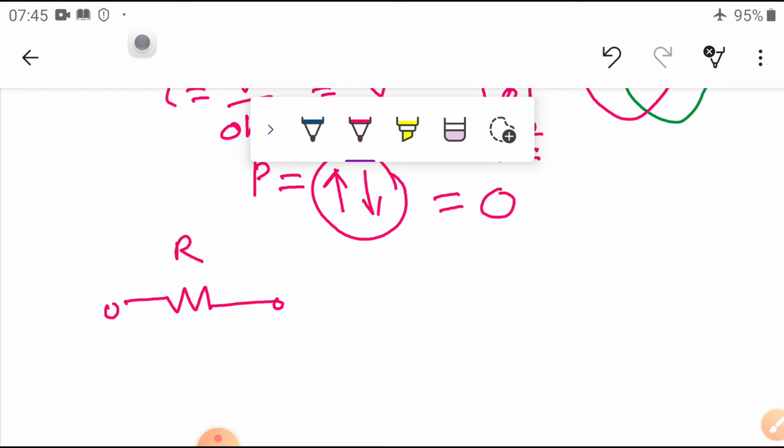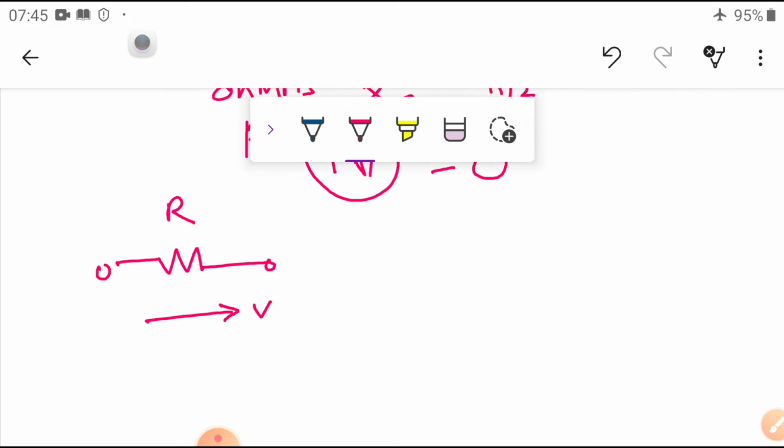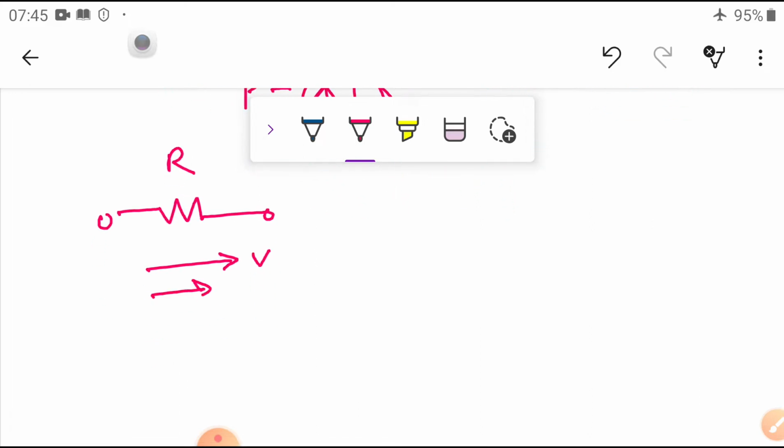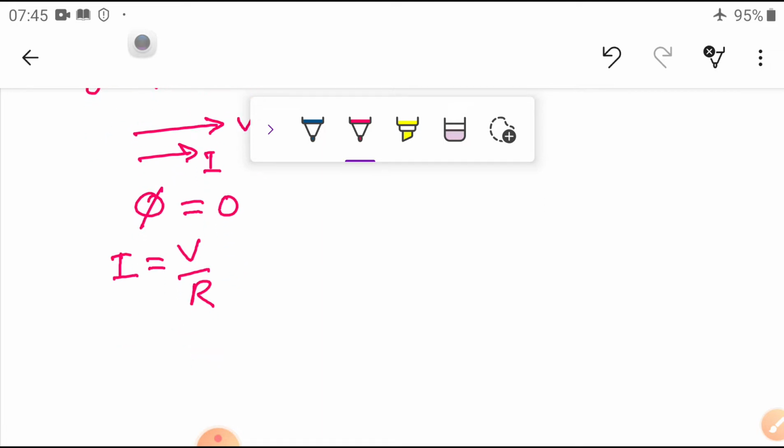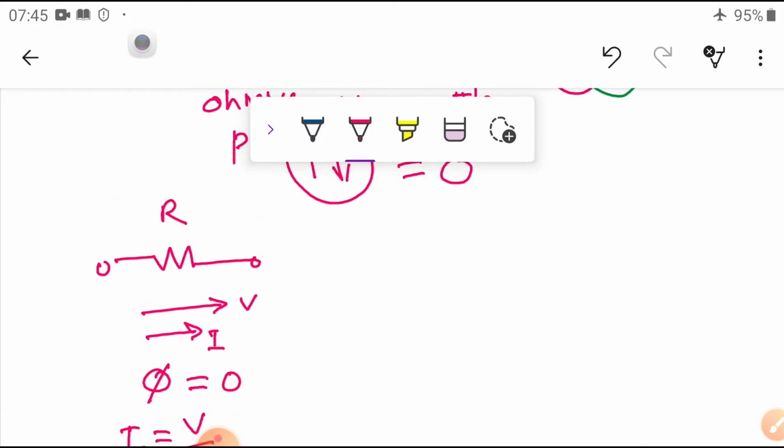So we conclude that the resistance always takes the power. Here the voltage and current are in phase. The phase angle is equal to 0. Then current I is equal to V by R simply. Then power P is equal to V into I. So this is the power. It always consumes power during the positive cycle and the negative cycle.